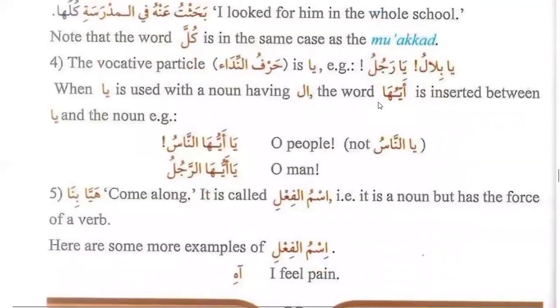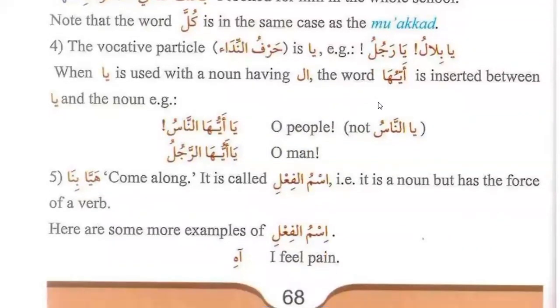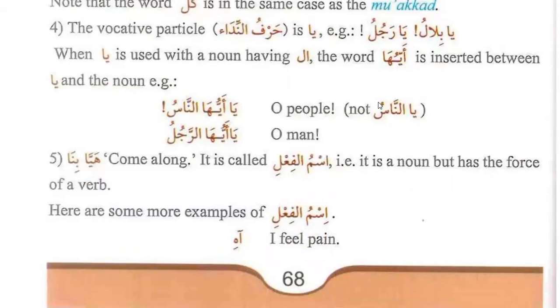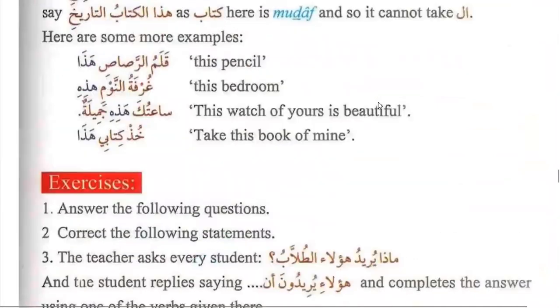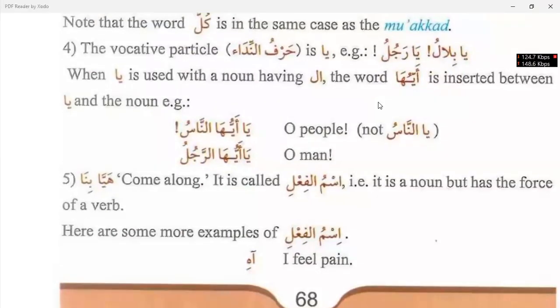Then we have the vocative particle. The vocative particle, harfun nida, is ya. For example, ya Bilalu, ya rajulu. When ya is used with a noun having al, the word ayyuha is inserted between ya and the noun. Ya ayyuhan nasu. O people, not ya annasu. Ya ayyuhar rajulu. Oh man. What did you learn here? You have to insert ayyuha if the word has alif lam al.